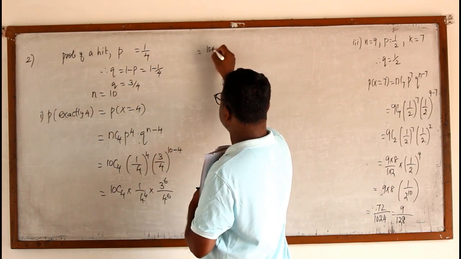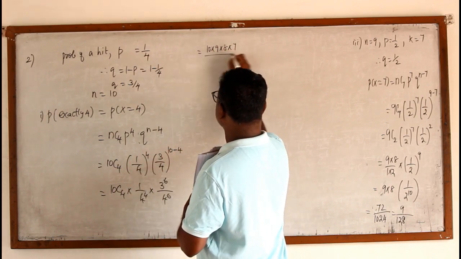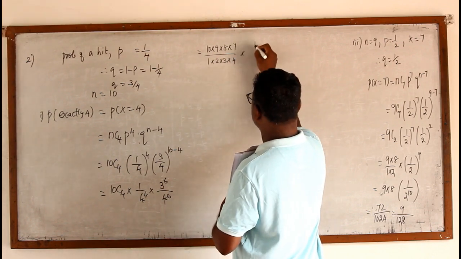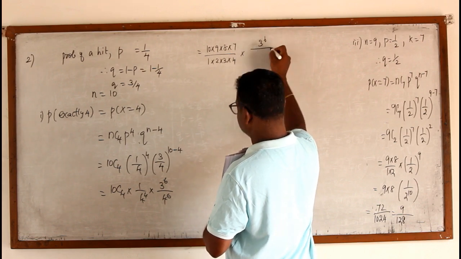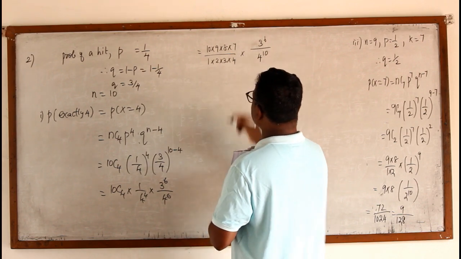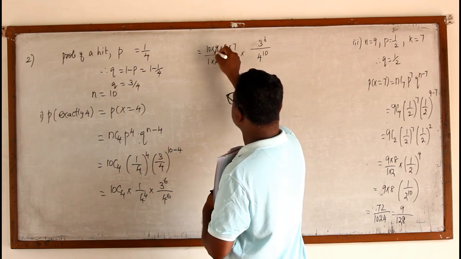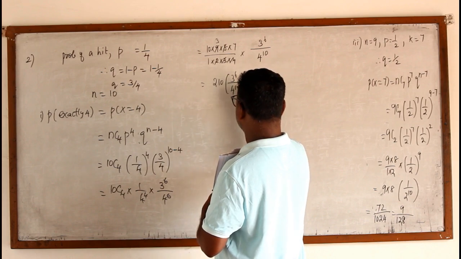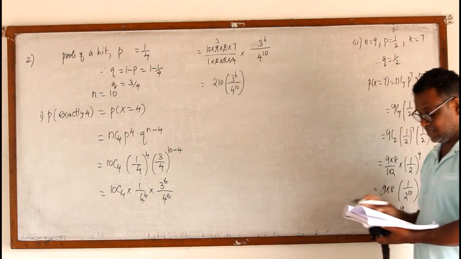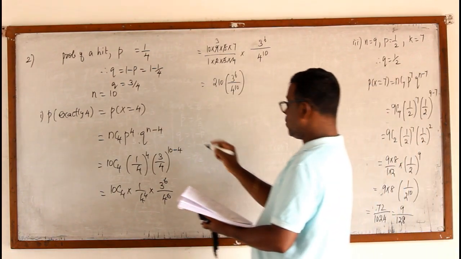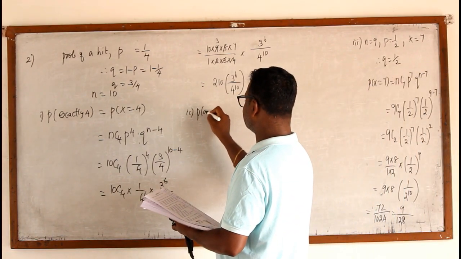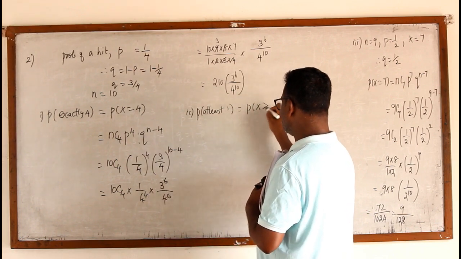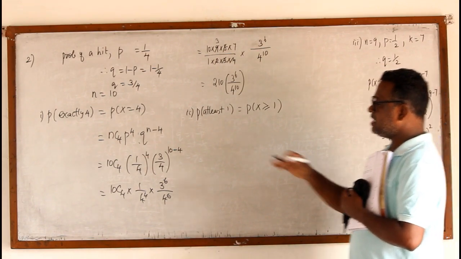That is equal to 10 into 9 into 8 into 7 by 1 into 2 into 3 into 4, into 3 power 6 by 4 power 10. Now 2 4s are 8, 3 times, 210 into 3 power 6 by 4 power 10. This is exactly 4. Now at least one. Second question, probability of at least 1. That means P of x greater than or equal to 1. Totally n is 10.